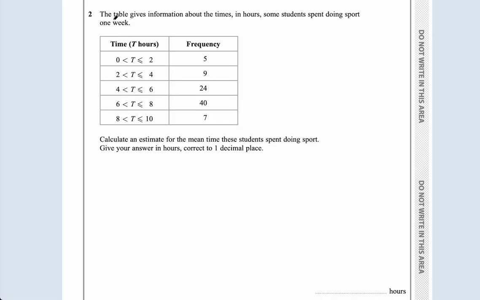Okay. Table gives information about times in hours some students do spend doing sport. An estimate for the mean, correct to 1 decimal place. Okay, so you should be getting used to these types of questions, guys. I need the midpoint. Midpoint of this, middle of this is 1, middle of this is 3, 5, 7, and 9. Don't assume it's a pattern, guys, even though it is a pattern. Then I do m times f.